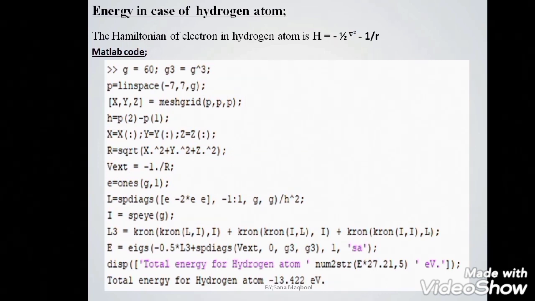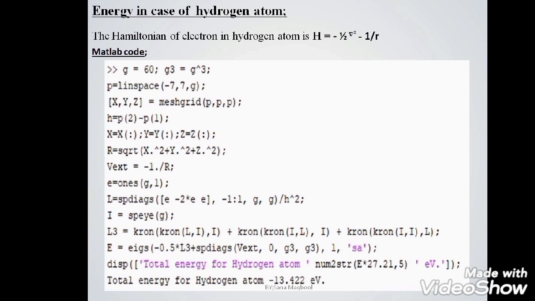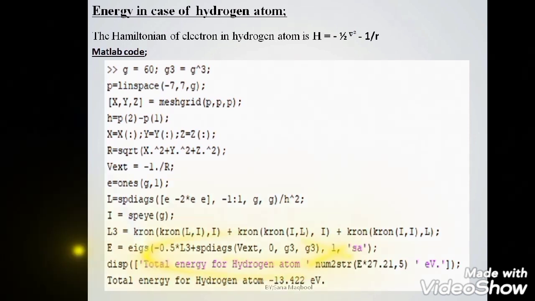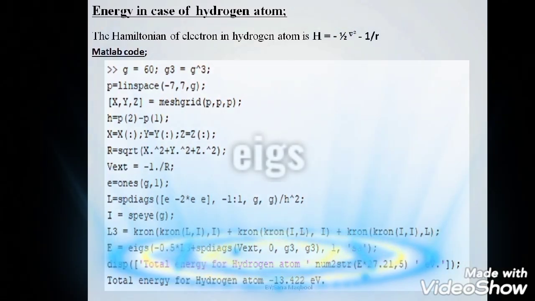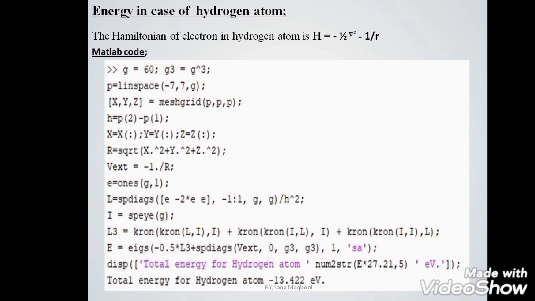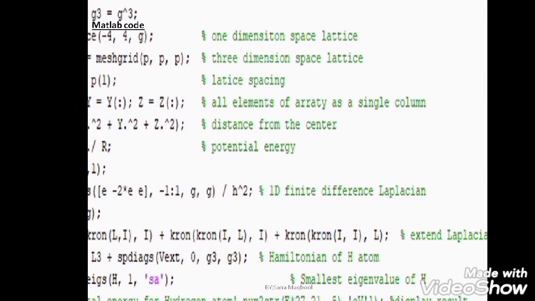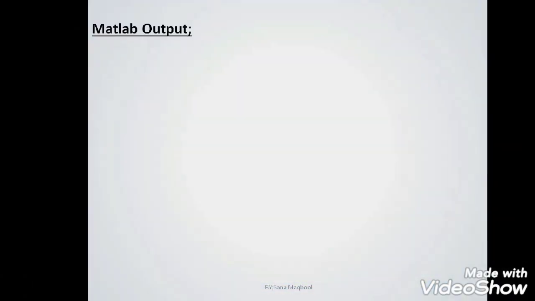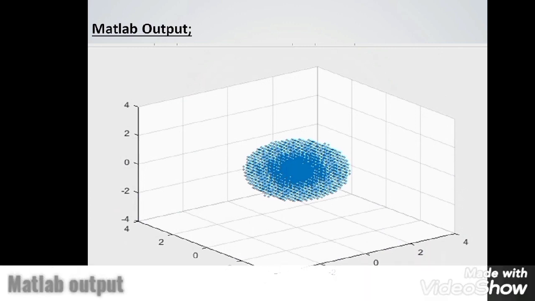Linspace basically returns n linearly spaced points, and meshgrid is useful for the production of three-dimensional coordinate arrays, and kron is used for returning the Kronecker tensor product of matrix A and matrix B, and eigs is basically used for returning the eigenvalues based upon the sigma function. If we want a 3D plot, then we need to use another command, that is the scatter command, and we will get the MATLAB output as shown over here for the 3D plot.